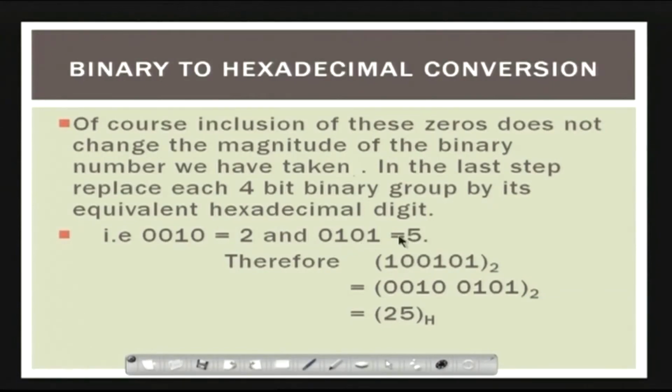Similarly, the other group can be kept as it is, 0101. Therefore, the number becomes 0010 and 0101, which can be written as 2 and 5 in the hexadecimal form.